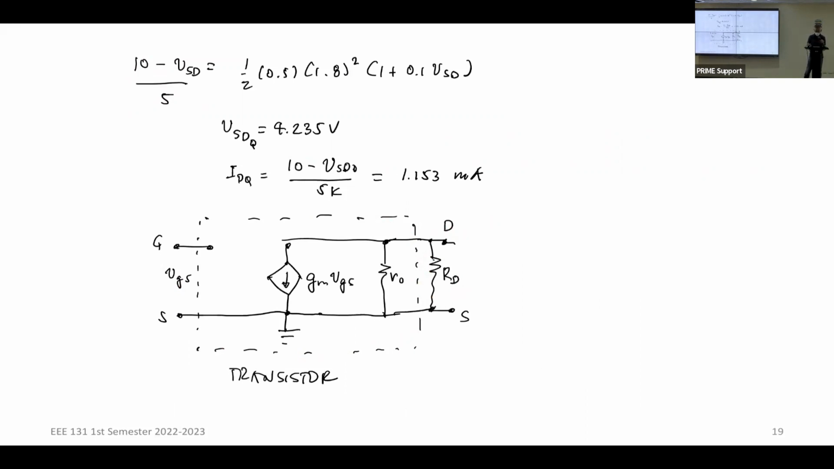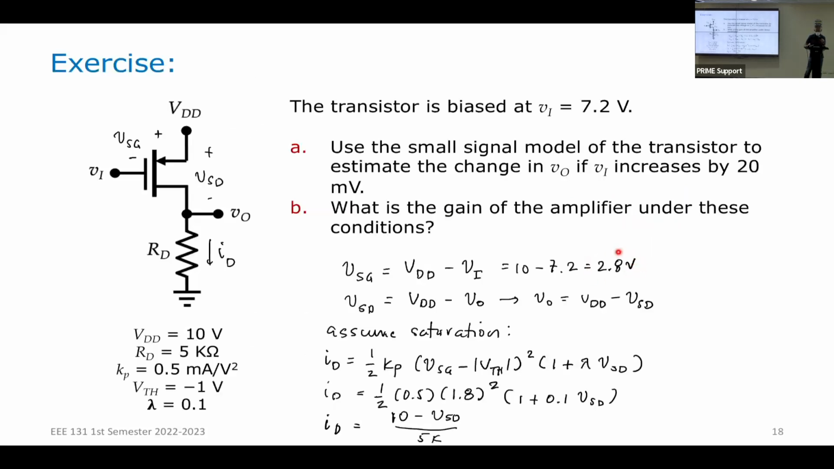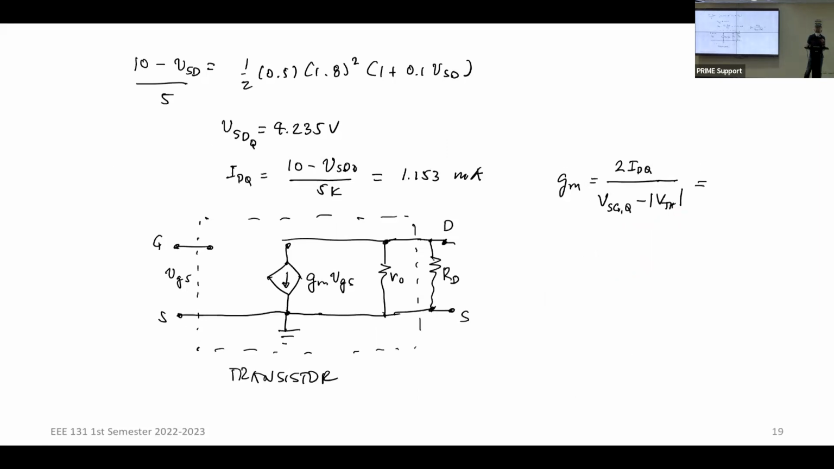Now what is gm? We derived the formulas for that. That's 2 IDQ over VSGQ minus the absolute value of VTH. This is PMOS, so instead of VGS, it's VSGQ minus the absolute value of VTH. You can derive this exactly the same way. If you get the partial of ID with respect to VSG, this is what is going to come out. I just plug in the values of VSGQ, which is 2.8, VTH, and IDQ. And I'm going to get here 1.281 millisiemens. Just plug in.